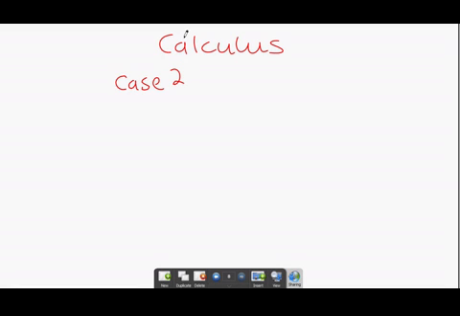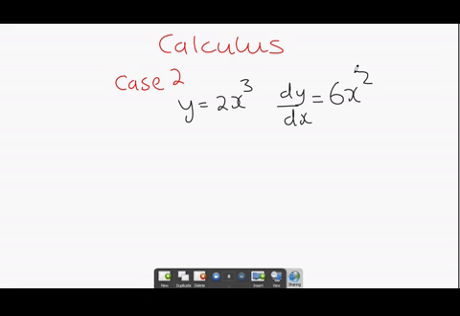Calculus. And this one is very simple. Suppose you are being asked to differentiate. I'm just going to go through some steps, and I would want you to observe what is happening. y is equal to 2x cubed. Now the differential of this is dy/dx is equal to 6x squared.